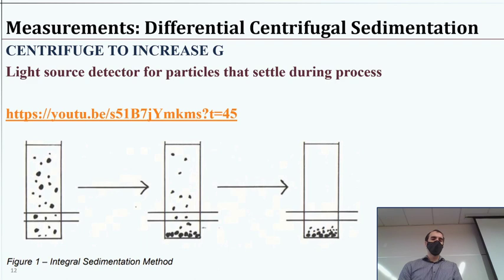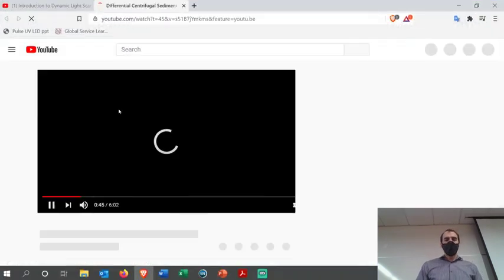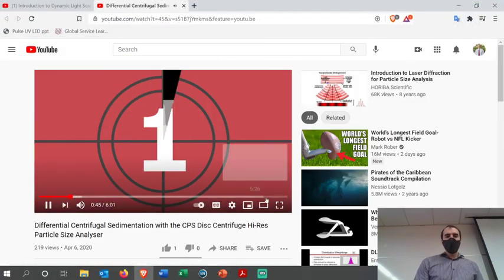and then you're essentially measuring with a light, maybe a laser, just to see whether or not particles have passed through that spot and sedimented to the bottom. You can monitor that based on how much acceleration you're providing. You can then give actually a very accurate estimate of the particle sizes in that method.